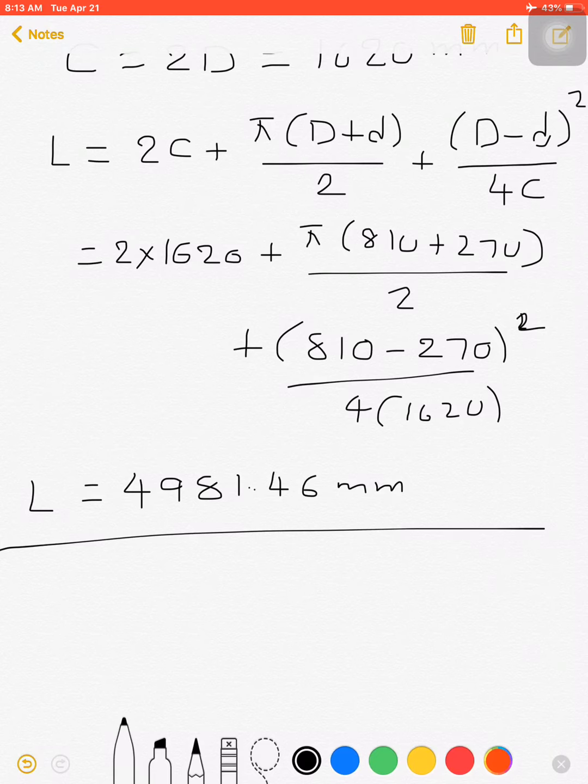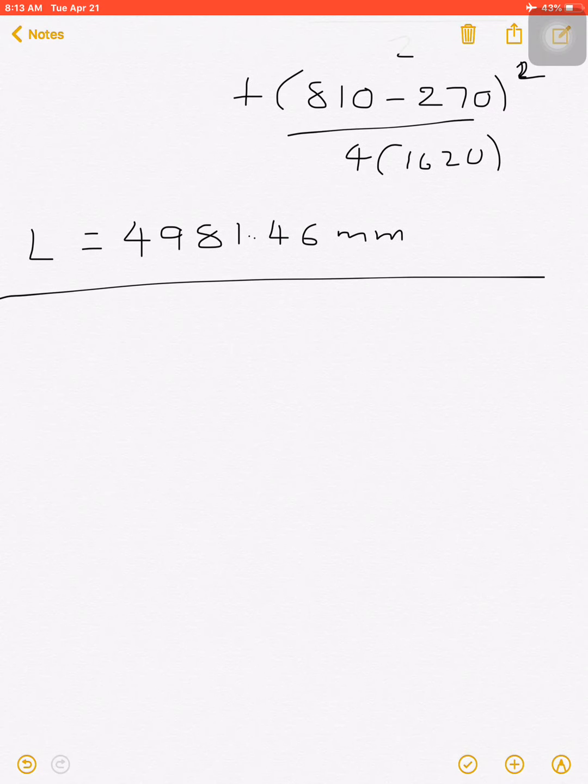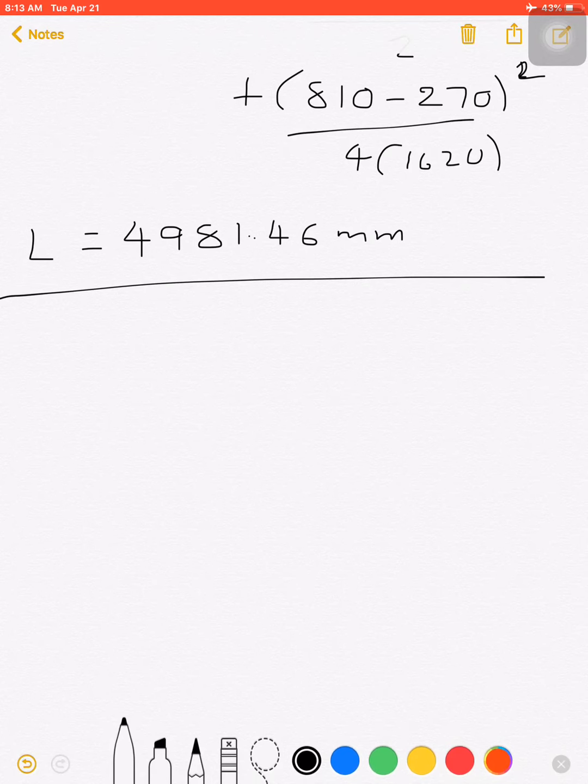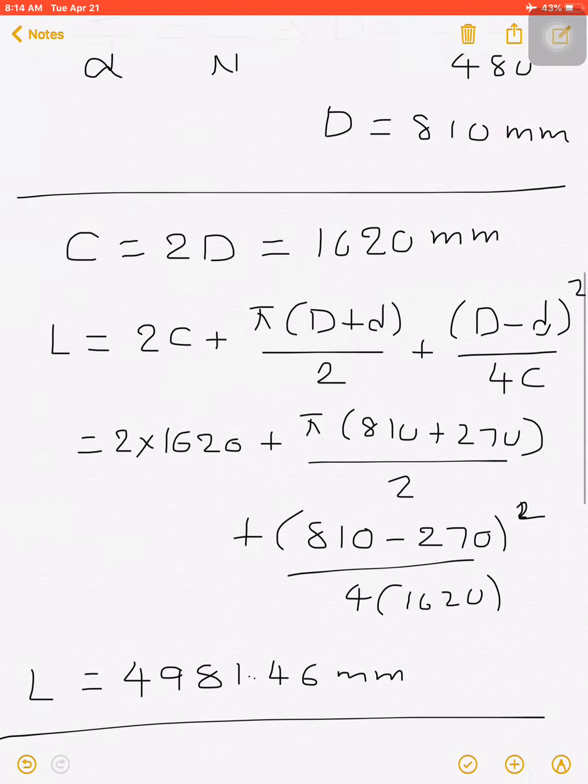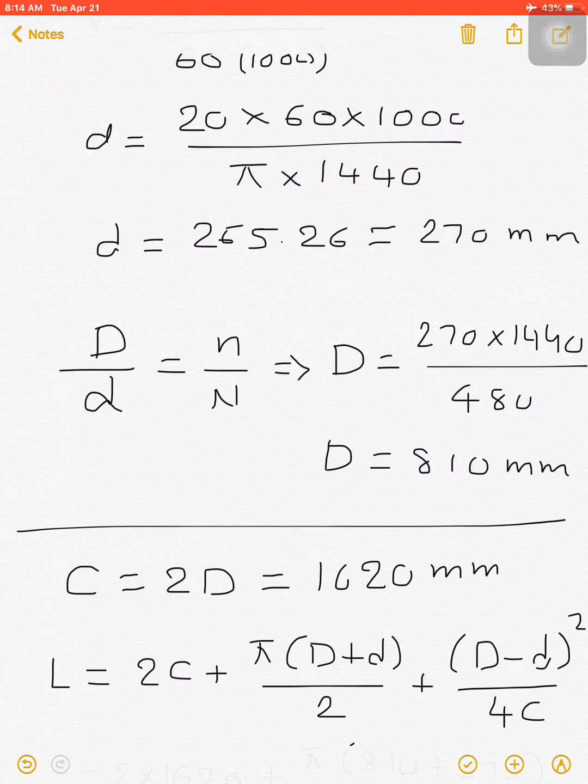Now come to the belt width and belt tensions. Here, before going to that, we are assuming an approximation of the diameter, that means we are rounding off the diameter. Actually the diameter of the smaller pulley is 265.26, but here we round it to the nearer value, that is 270. That means the velocity also changes.